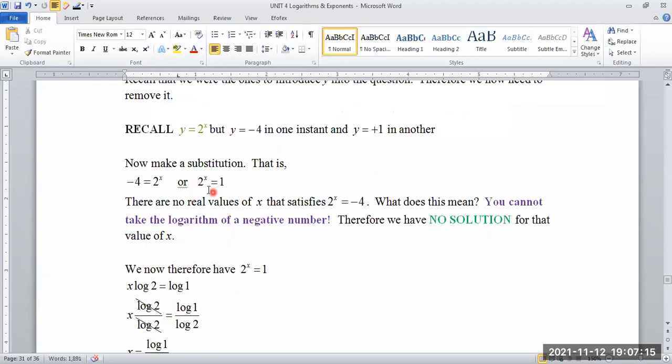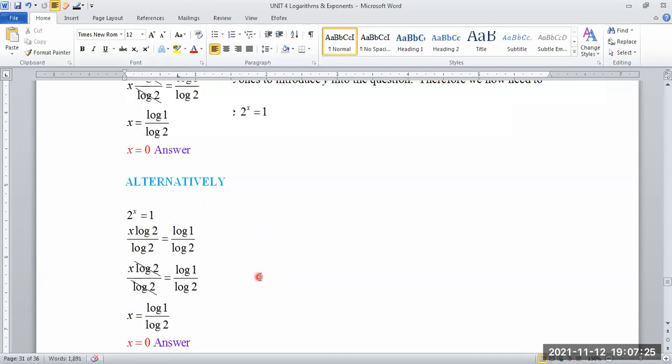So what we have now is 2 to the x equals 1. I'm not going to do this one because we've done that before. All of last class, that's what we did.